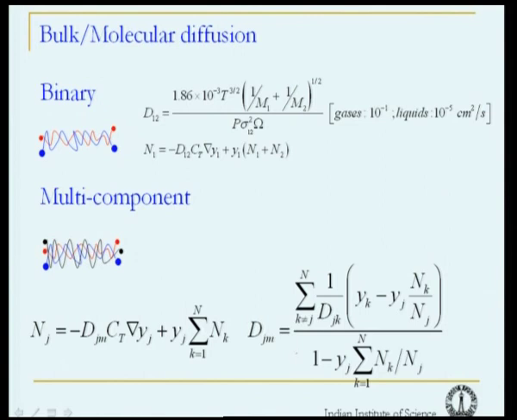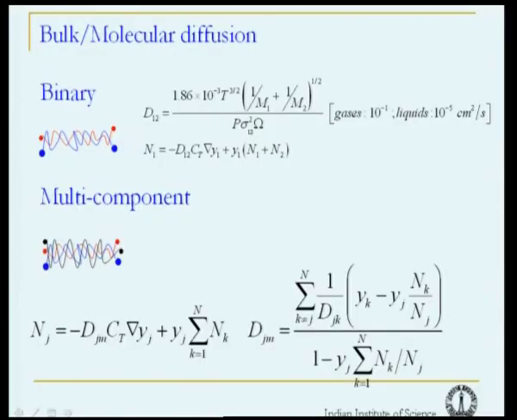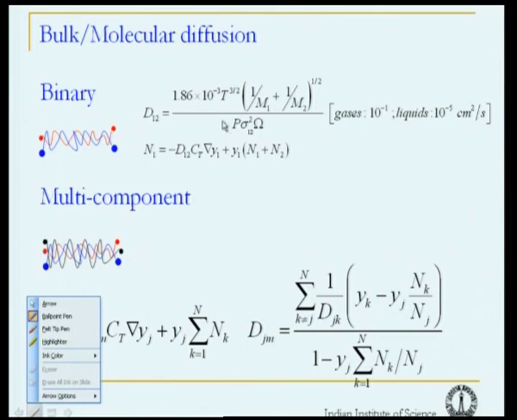Now, in case of binary diffusion, the diffusion between A and B is given by correlations such as what we see over here. Correlations such as D12, for example, which involves temperature. These are Fuller-Giddings correlations. There are similar correlations from other researchers also, but by and large they are more or less the same.